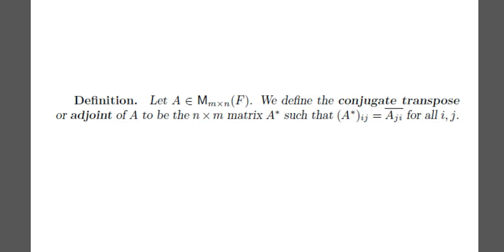Let A belong to the vector space of matrices of order m cross n over F. The conjugate transpose or adjoint of A is the n cross m matrix A star such that (A star)ij is equal to Aji bar. So we are taking the conjugate and transpose of a matrix.